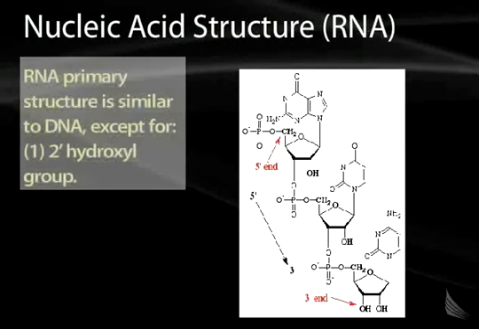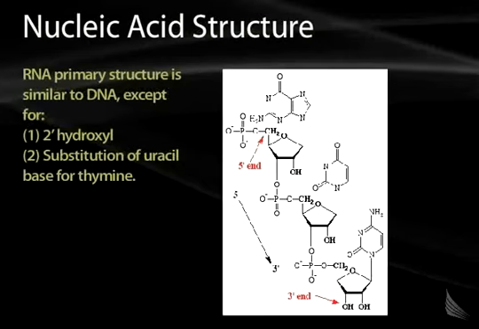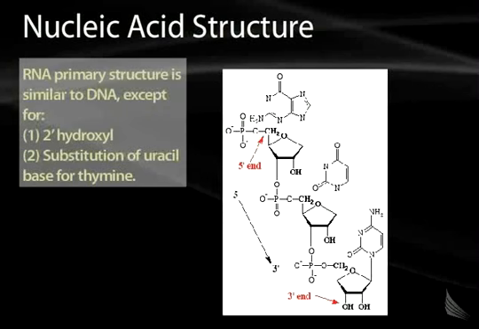Now, RNA is slightly different from DNA. The only structural difference between the two is what is attached to the number 2 carbon. In DNA, that's simply a hydrogen, but in RNA, there is a hydroxyl group attached to that position. In addition, as I mentioned before, we have a uracil group which is substituted for thymine, the base that we see in DNA.